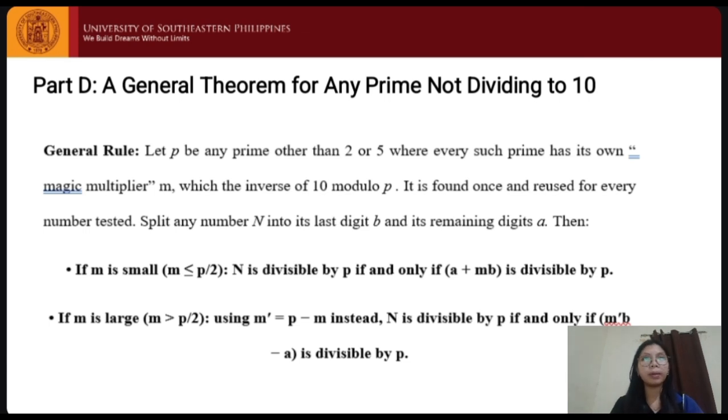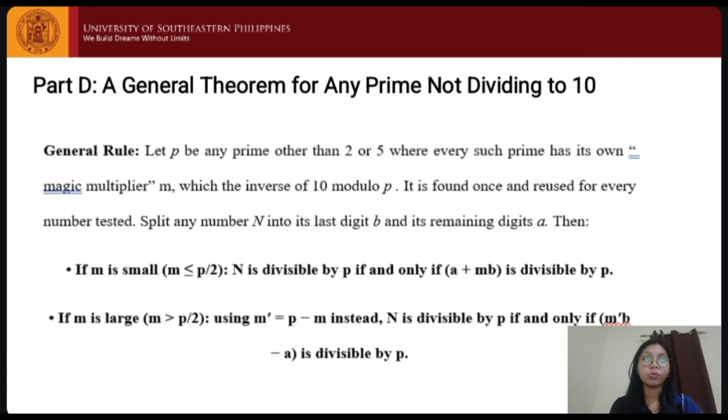The theorem applies to any prime number except 2 and 5, because only those primes divide 10. So for every other prime, 10 always has a multiplicative inverse modulo that prime. We call this inverse the magic multiplier, denoted by M. Once this multiplier is found, it can be reused for every divisibility test involving that prime. So we first write any number in that form.